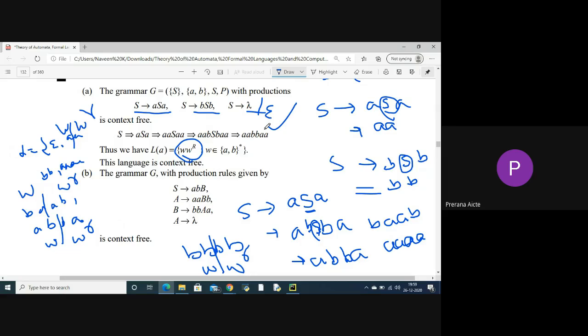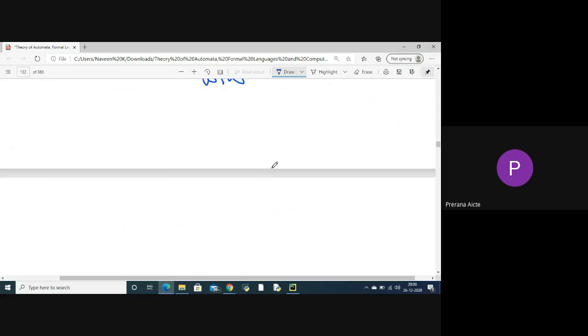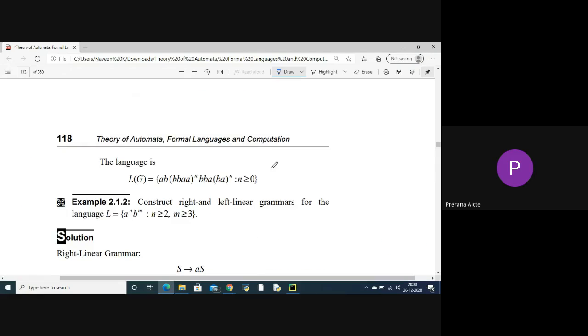Coming to context-free grammars, the context-free grammars are accepted by pushdown automata, and pushdown automata accept the language which contains only one condition. Here we have one condition. We need to push the string W, and we need to pop the reverse of the string, W power R. Okay, it is one example. We will go with the next one.